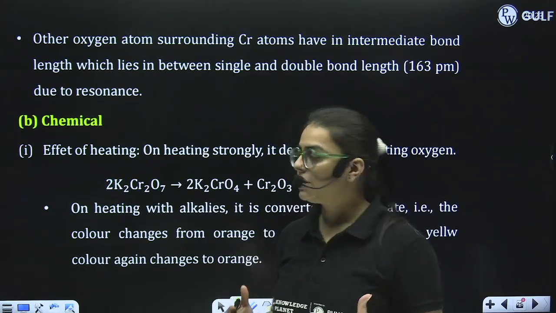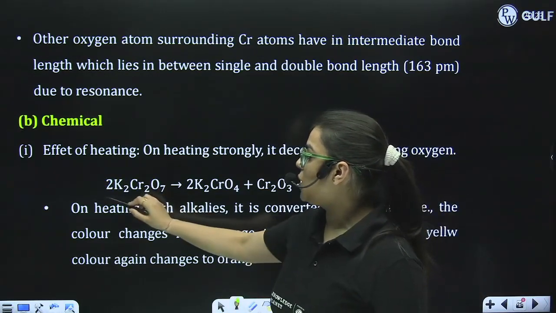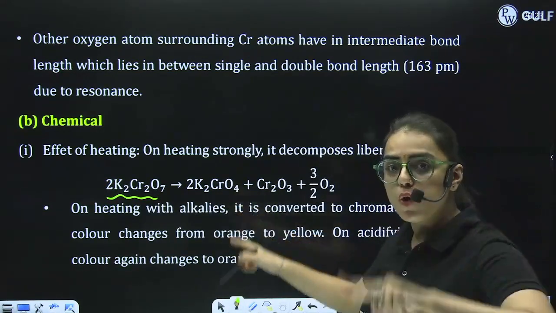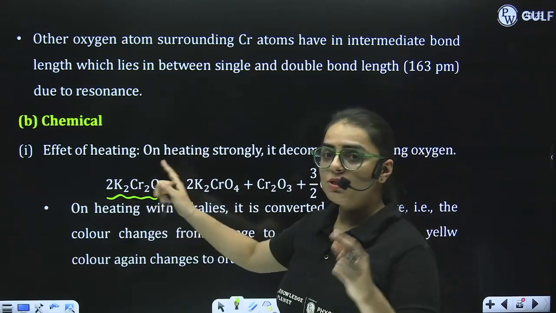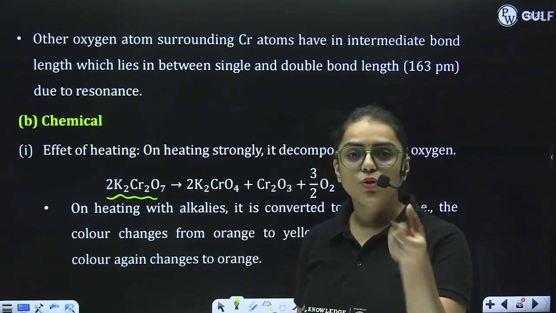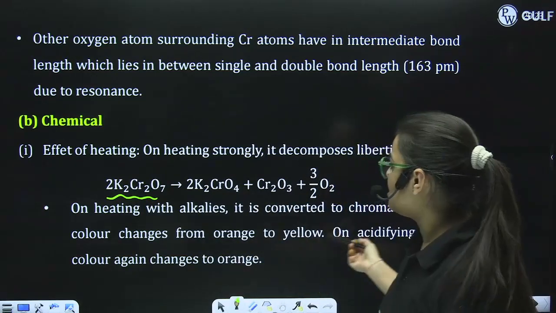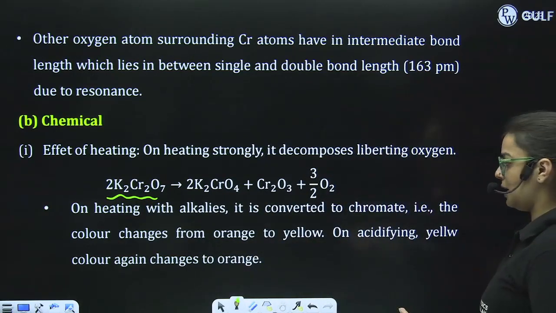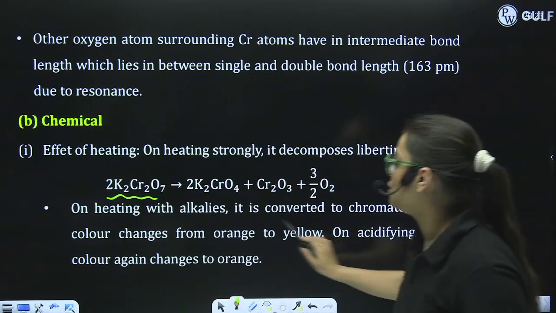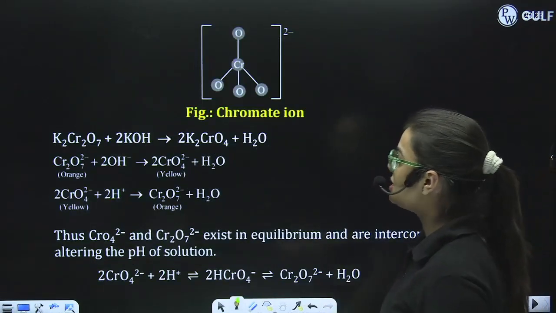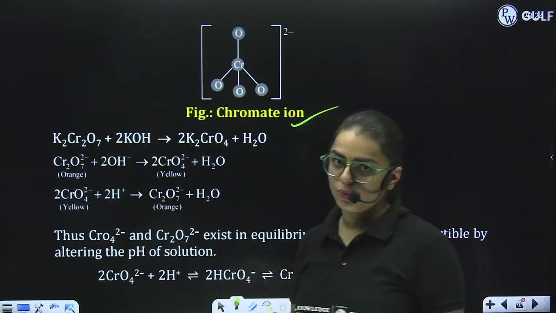Now if I talk about the chemical properties, students, on heating it will dissociate into what? From dichromate Cr2O7 2-, it will dissociate into the chromate ion, that is K2CrO4 plus Cr2O3, and 3O2 will be liberated out. Clear everyone? And its color will change from orange to yellow. Do remember this part.